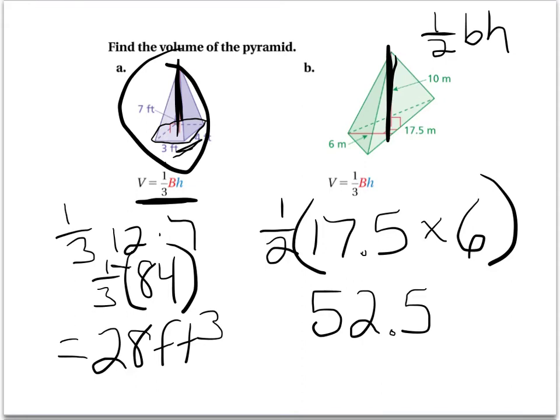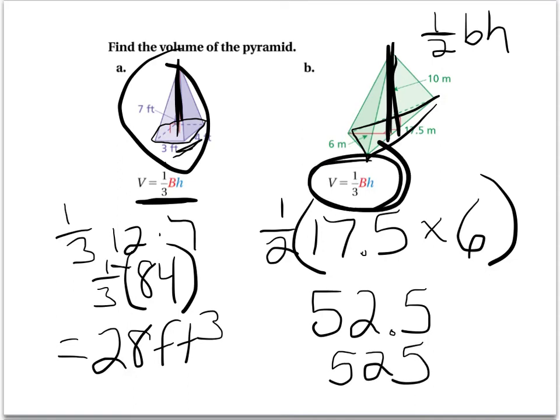Now I have to multiply that by my height of the pyramid of 10. I now figure out the base of the triangle. I'm going to multiply that by 10, and I'm going to get 525. That's not my answer, though. Remember what I'm doing here. I have to take a third of that, so I'm going to divide that by 3.